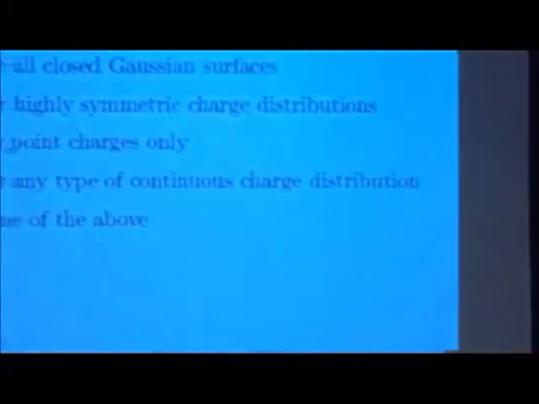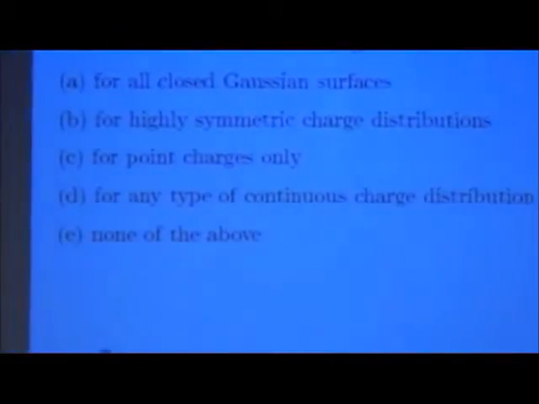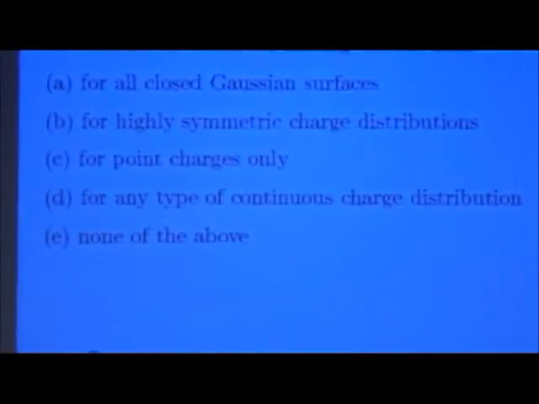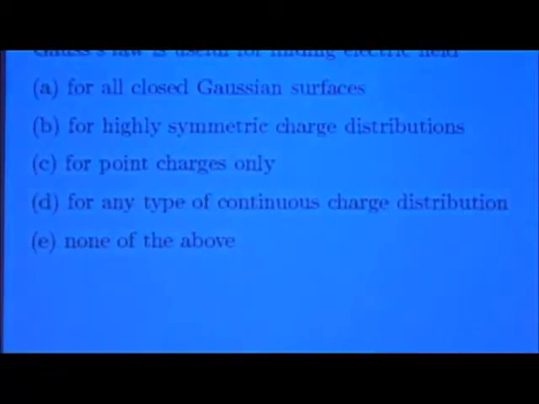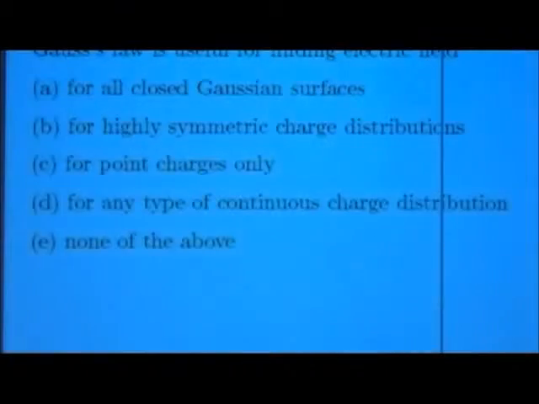It says Gauss's law is useful for finding electric field, and A says for all closed Gaussian surfaces, B says for highly symmetric charge distributions, C says for point charges only, D says for any type of continuous charge distribution, and E says none of the above. So please talk to a person next to you. The question is asking, when is Gauss's law useful for finding electric field? Talk to a person next to you, please.